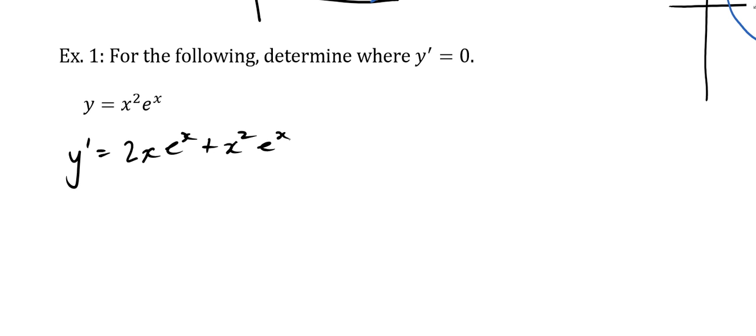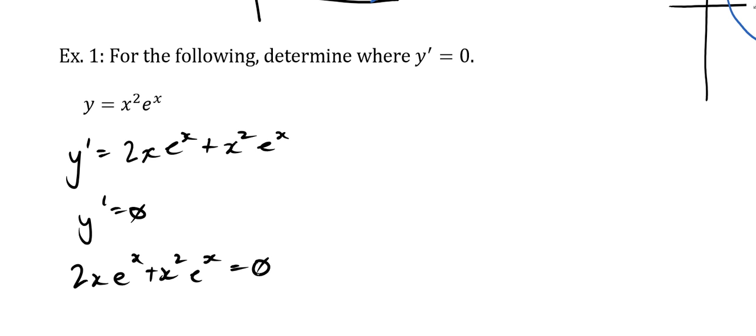Product rule, so it's the derivative of the first thing, which is x squared, so it's 2x, times the second thing, which is e to the x, plus the first thing times the derivative of the second thing, e to the x, and it's just e to the x, but we don't need to worry about that. Everybody okay with this? So now we want to set this equal to 0. y prime equals 0, 2x e to the x plus x squared e to the x equals 0.